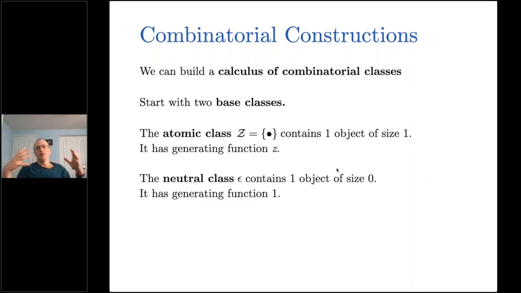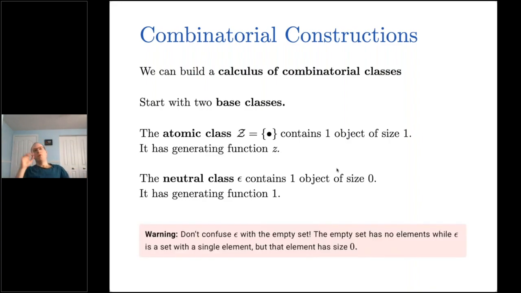And what we're going to do is we're going to build up more and more complicated classes from these smaller pieces, basically going down to the atomic class and the neutral class. Sort of like building a big structure out of Legos or something. You have these small pieces that you put together in different ways, and you're going to use this to build more complicated objects. And I just want to give a warning before we move on. Don't confuse the neutral class with the empty set. So the empty set is empty. It has nothing in it. The neutral class has something in it, but it has something that has size 0 inside of it.